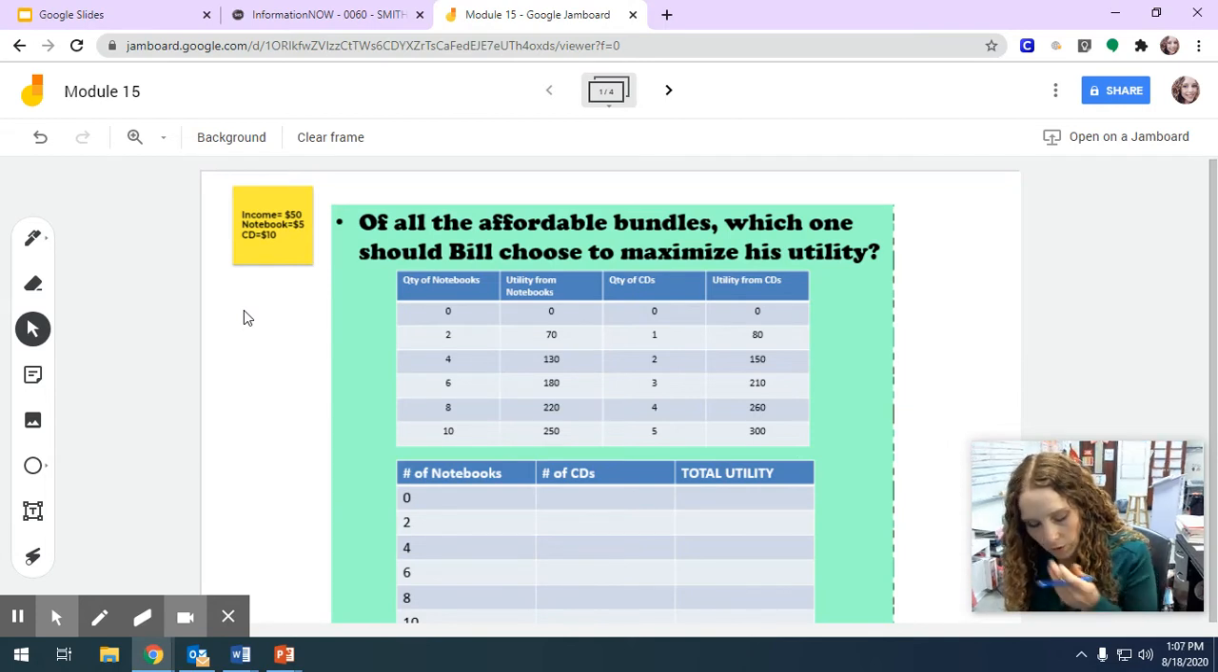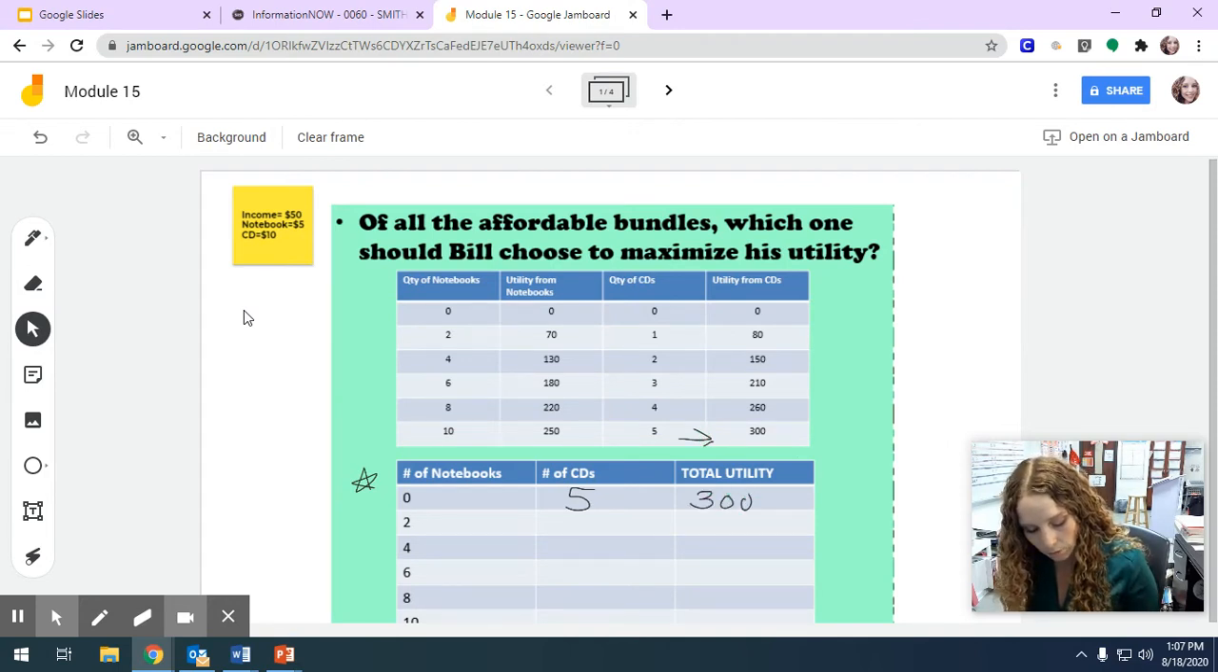Okay, so what we're going to do is go through all the different consumption bundles down here and figure out what the total utility would be for each set. Okay, so if he buys no notebooks, that means he's got all of his money, $50, to spend on CDs, which means that he could buy 5 of them because they are $10 each. I look up here and I can see that at 5 CDs, his total utility would be 300 because he's buying 5 CDs and no notebooks.